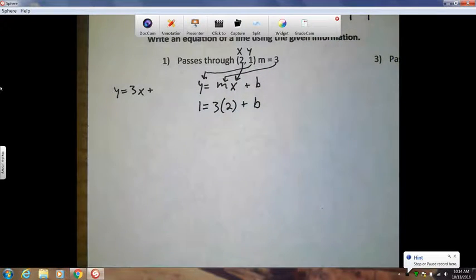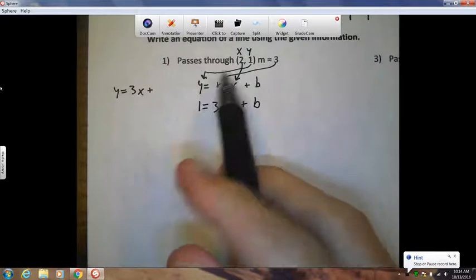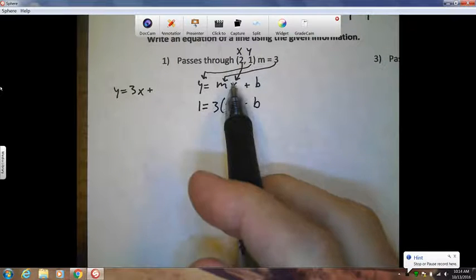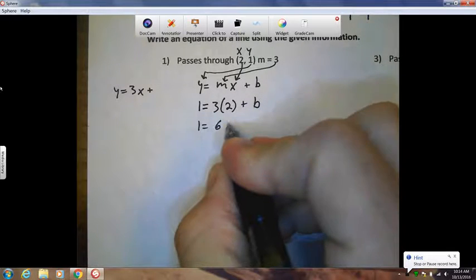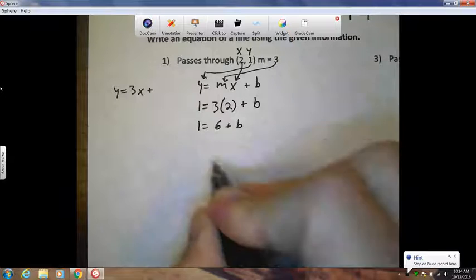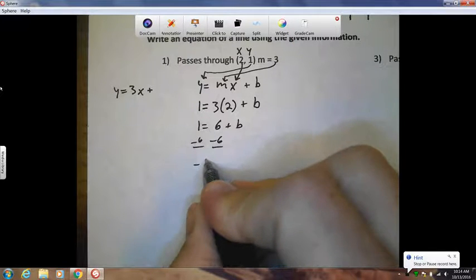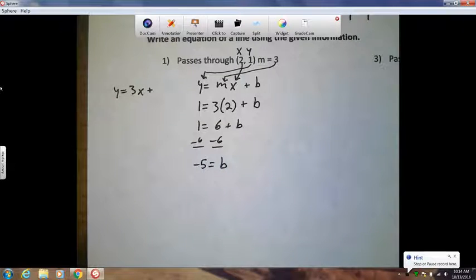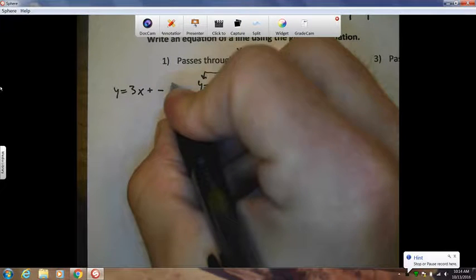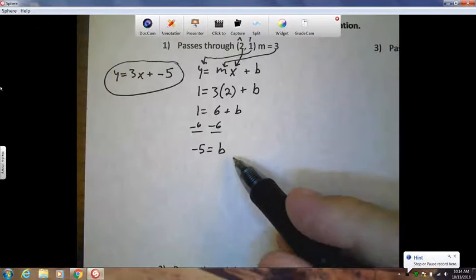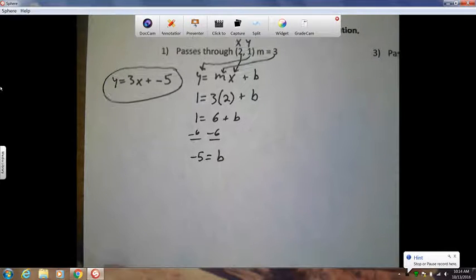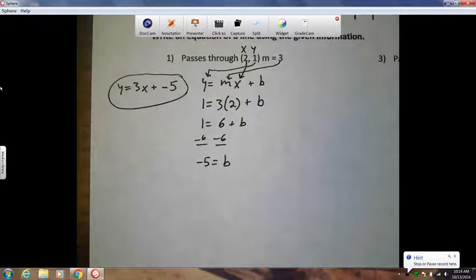So there I have substituted in my information. I got my y, in this case, is 1, and x is 2, and my slope is 3. So now I just solve for b. So negative 5 is equal to b, so negative 5. So remember, a lot of people will circle that as their answer, but no, we're not asking to find the y-intercept. Find an equation in slope-intercept form, so it looks like this. Okay, let's look at another example.